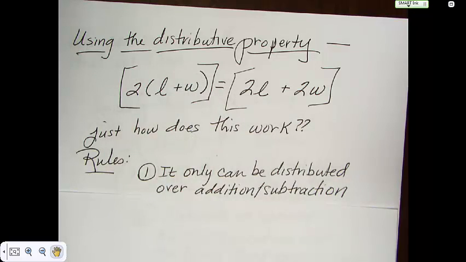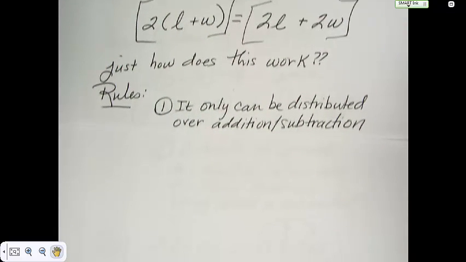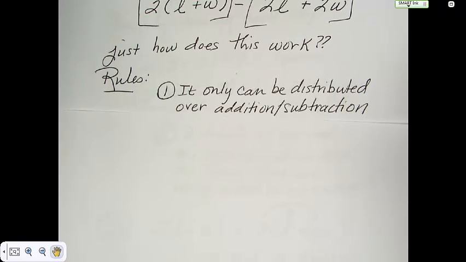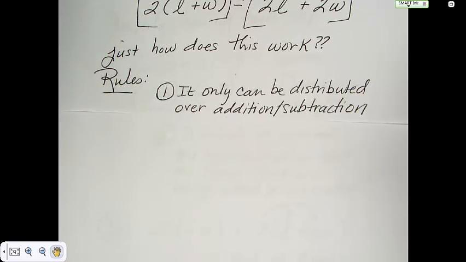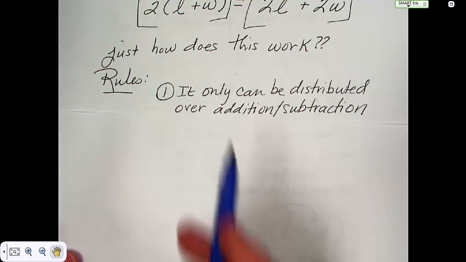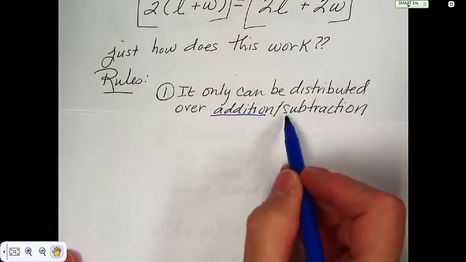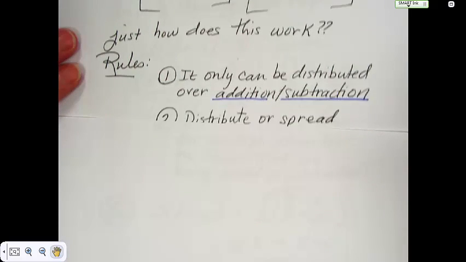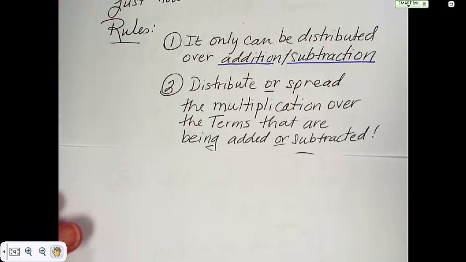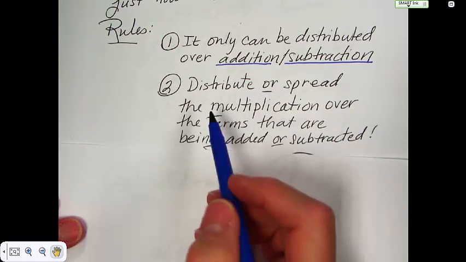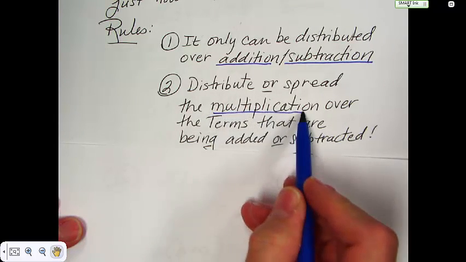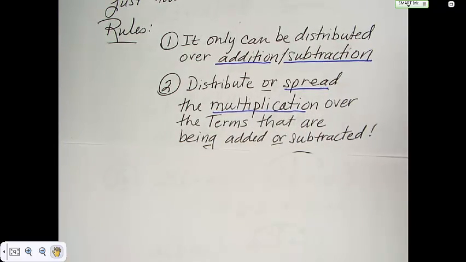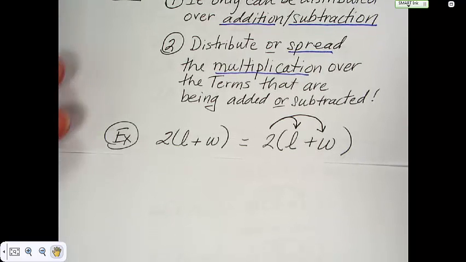Now that sounds confusing, so let's talk about it. There are some little rules in the distributive property. You can only distribute multiplication over addition or subtraction. Only over addition or subtraction. You cannot distribute over division. Okay? And you are to distribute, or spread, the multiplication over the terms that are being added or subtracted. So let's look at an example.